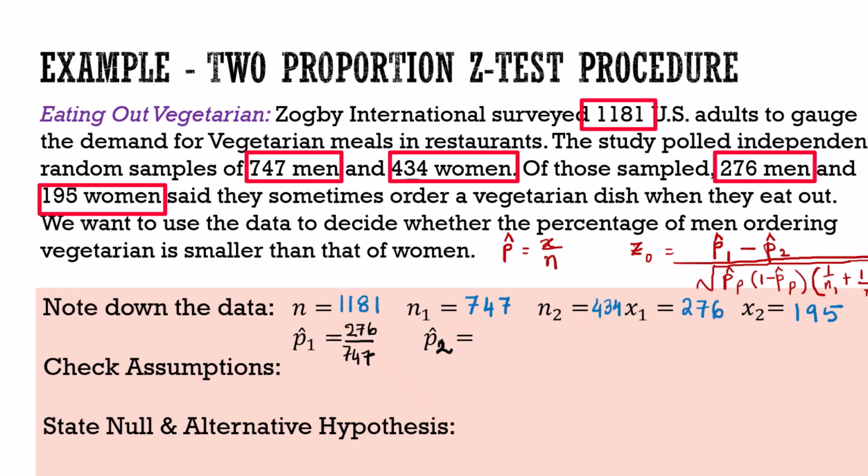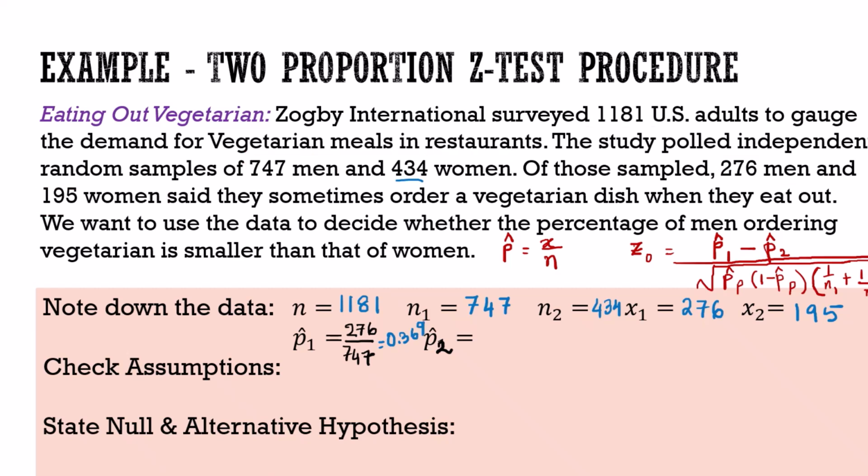So P hat sub 1 will be 276 divided by 747. And that should give us a proportion of 0.369. Let me use the blue color here. It should give us 0.369. That's the P hat sub 1. And P hat sub 2 will be for women, so 195 over 434, which is 0.449. So these are our P hat sub 1 and P hat sub 2 proportions. Check assumptions.